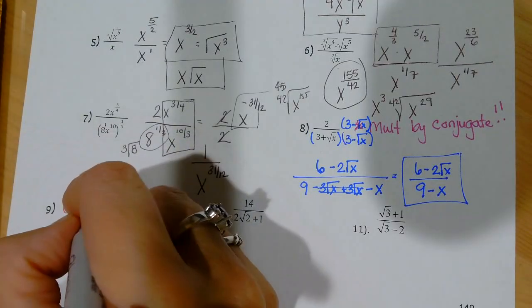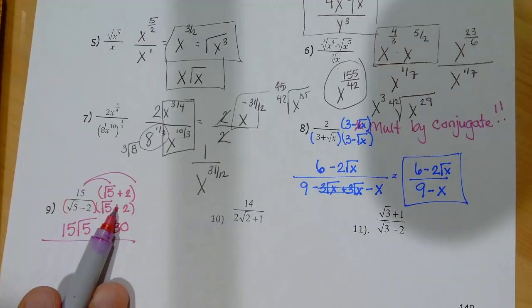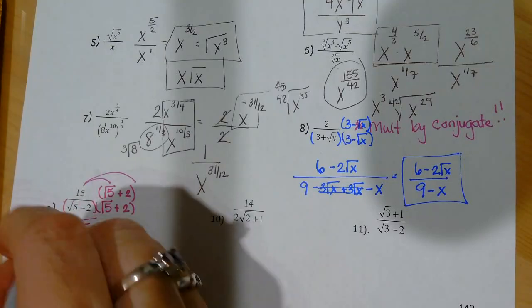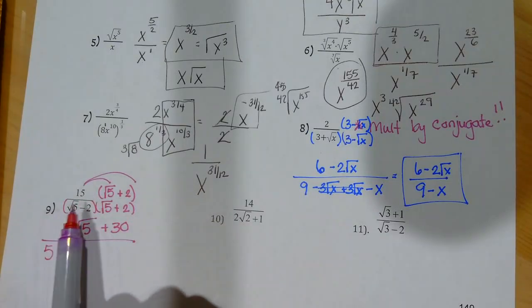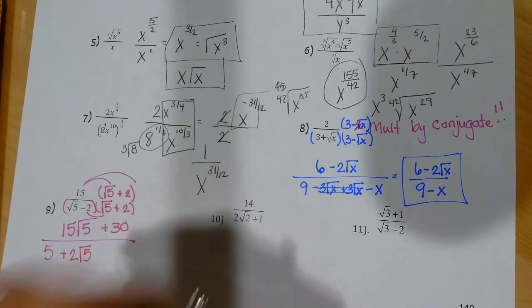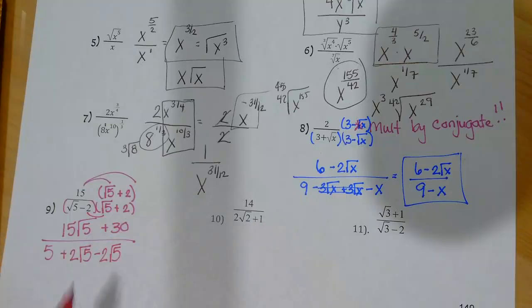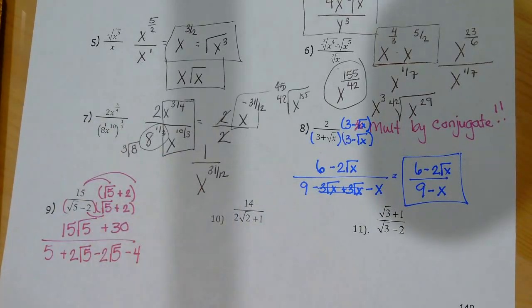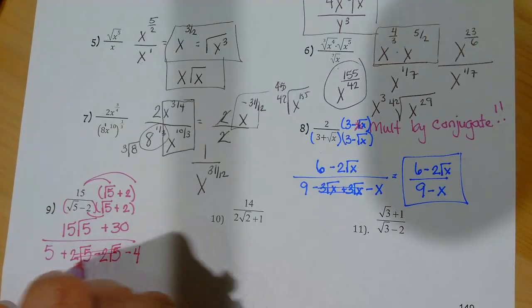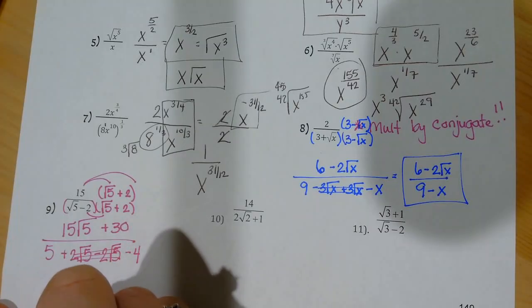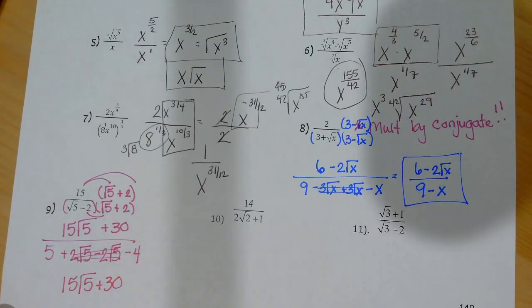On the bottom, it looks like a binomial times a binomial, so I've got to FOIL. First, outer, inner, last. First, root 5 times root 5 is just 5. Outer. It's going to get me a positive 2 root 5. Inner is going to get me a negative 2 root 5, which we love because they're conjugate, so those middle terms should cancel. And then the last is going to get me a minus 4. So just like we hoped, conjugates, the middle terms cancel. I've got 5 minus 4, which is just 1, so I have 15 root 5 plus 30 over 1, or just 15 root 5 plus 30.